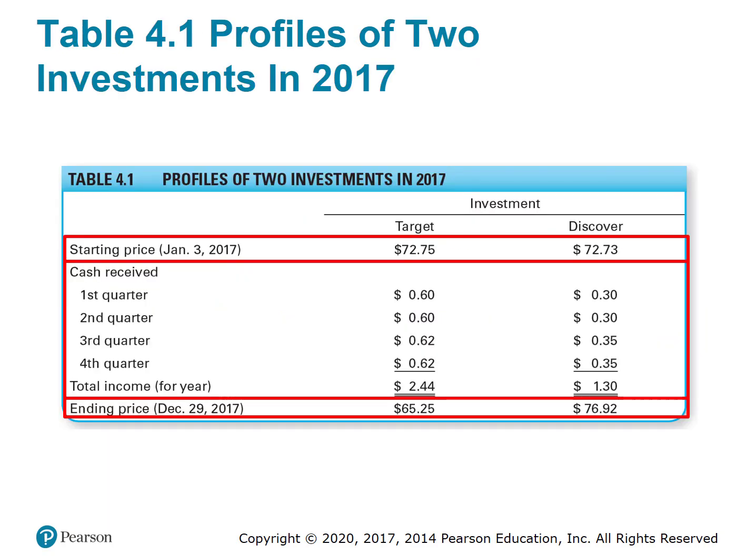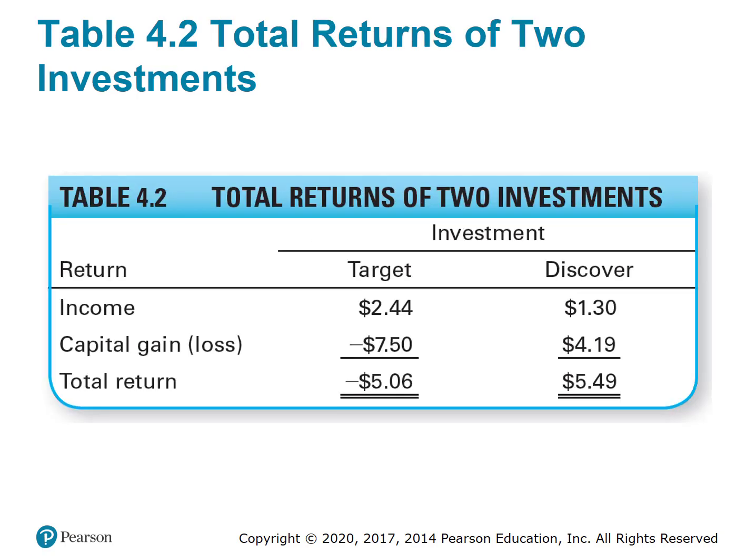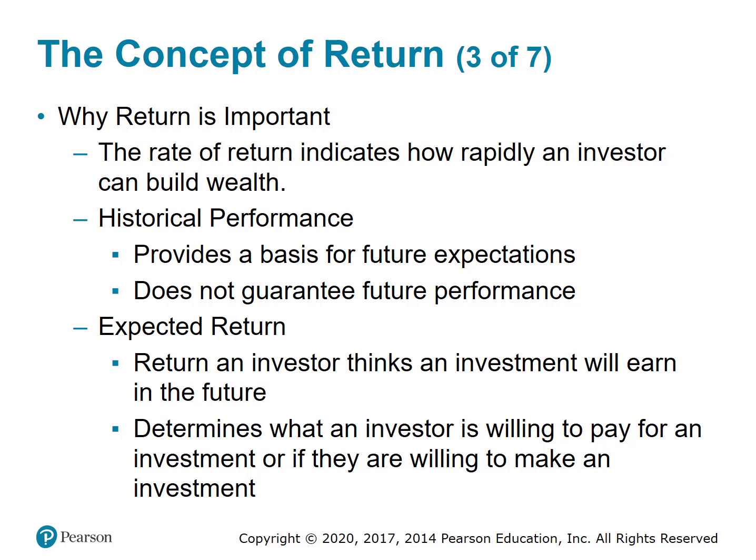This slide gives background data on two stocks, Target and Discover. We'll see the return results on the next slide. Note, their starting price is about the same, but their ending price goes quite a different direction. Though Target has more cash income, that's overcome by the capital loss, the steep decline in price. So the end result, Target lost $5.06, Discover gained $5.49. Return is important because it reflects how fast your investment dollars will grow.